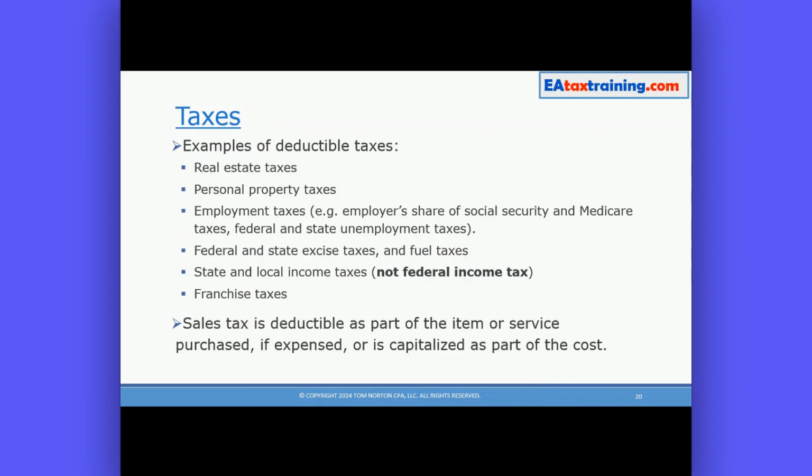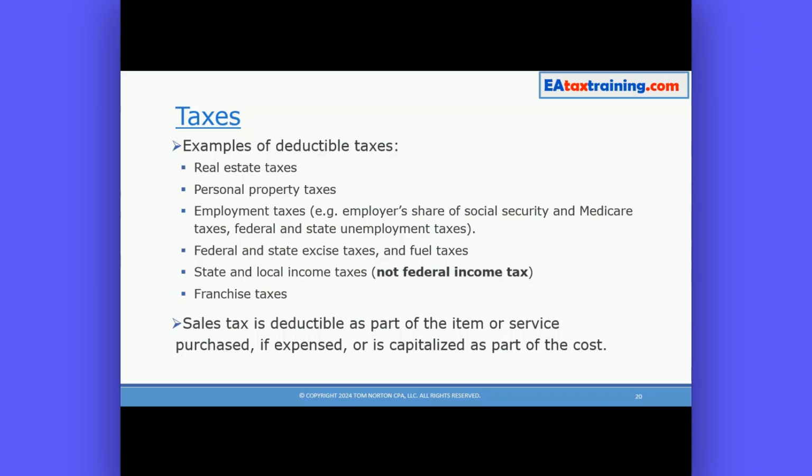So some examples of deductible taxes: real estate taxes, personal property taxes, employment taxes. So that's the employer's share, Social Security and Medicare that we've talked about, unemployment taxes, federal and state excise taxes and fuel taxes, state and local income taxes, but not federal income tax. So remember, federal income tax is not a deduction for federal income tax purposes. And franchise taxes is another example.